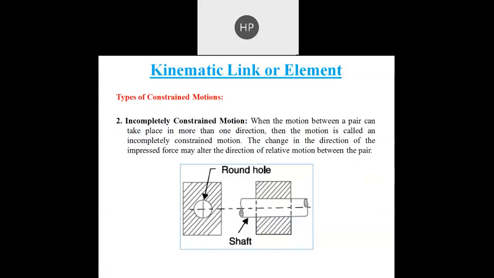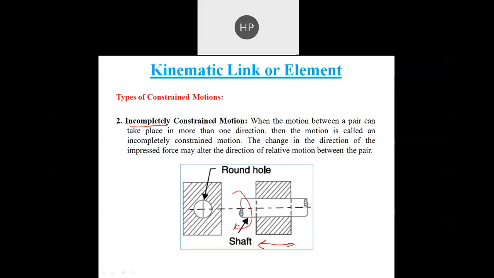So that is the example of completely constrained motion. In incompletely constrained motion, the example we have talked about is a circular bar which is rotating or moving in a circular hole. So it can have two possible motions. One motion like this, and second one is a rotary motion. Okay, so it is not a completely constrained motion.